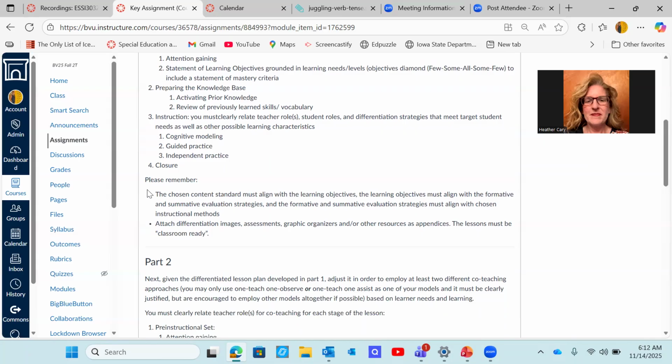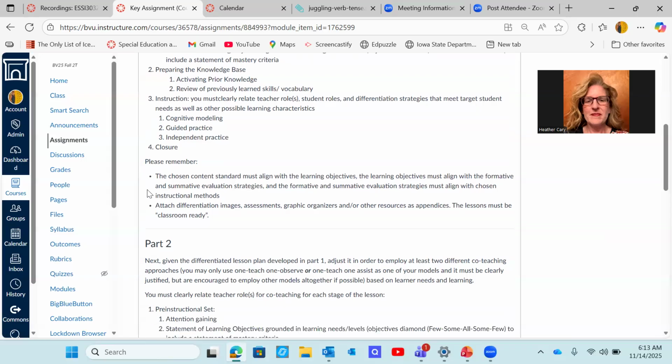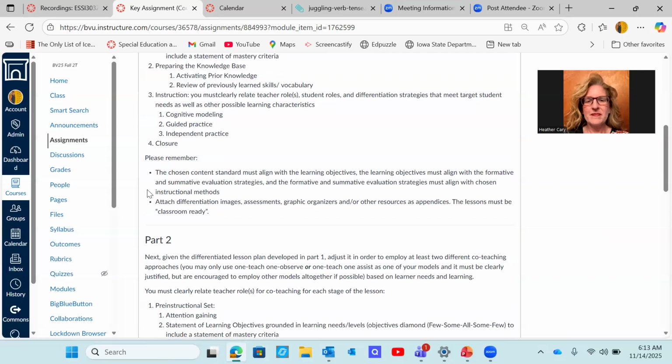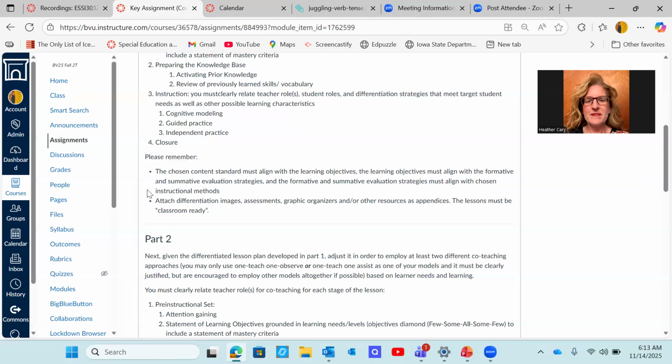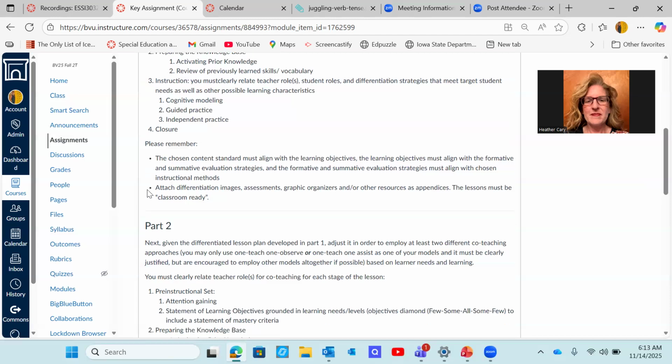The learning objectives must align with the formative and summative evaluation strategies. So remember, you may not have a summative assessment within your lesson, but we always start with having that summative assessment in mind. And then the formative and summative evaluation strategies must align with the chosen instructional methods. Attach the differentiation images, assessments, graphic organizers, and or other resources. And then the lesson must be classroom ready. So it doesn't have to be a week, it's just a day.